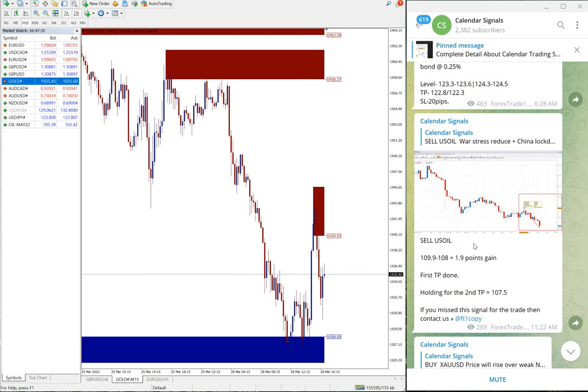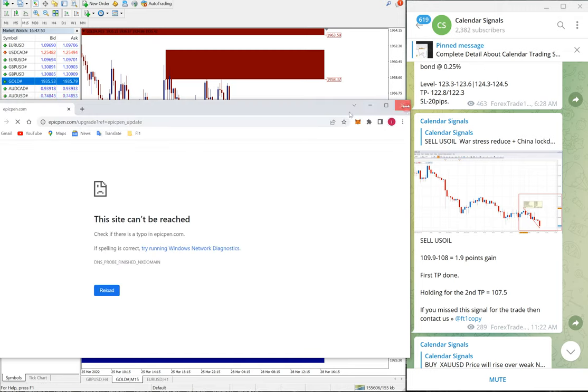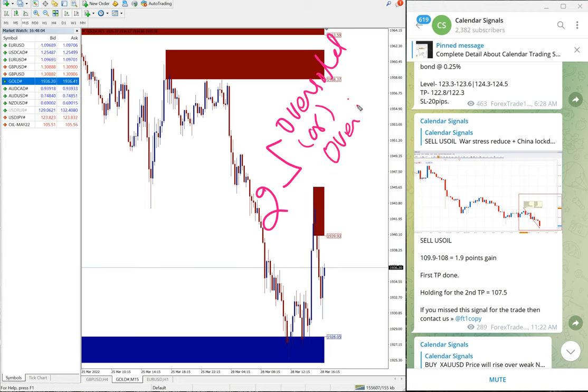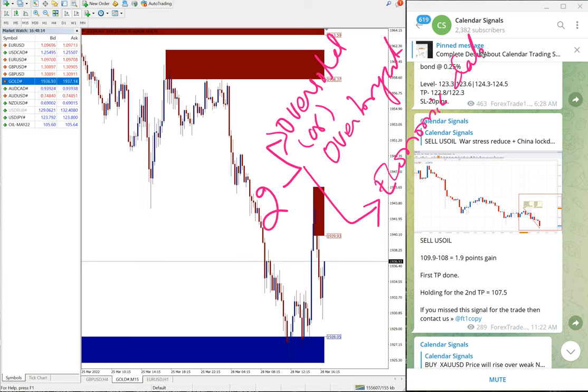Before going into performance, we give the signals on our calendar signal channel based on two reasons. One is oversold or overbought condition. Then the second reason is economic data or news. Based on these reasons, we give signals on our calendar signal channel.